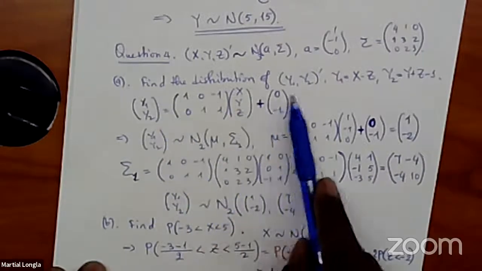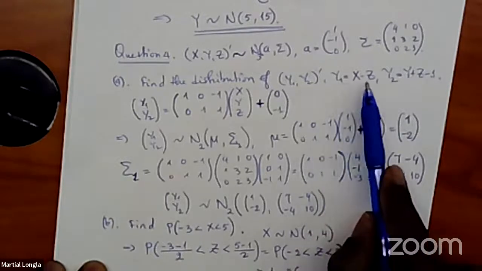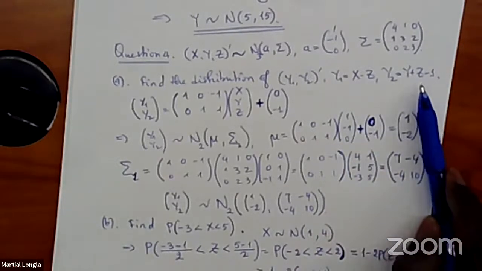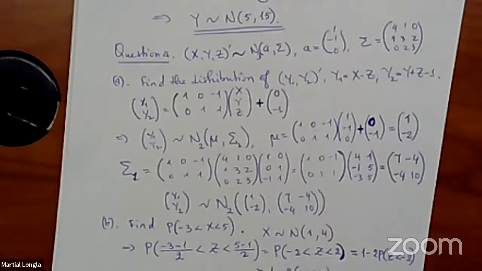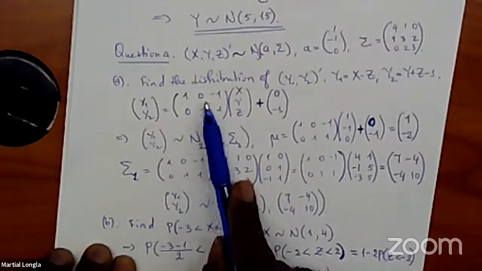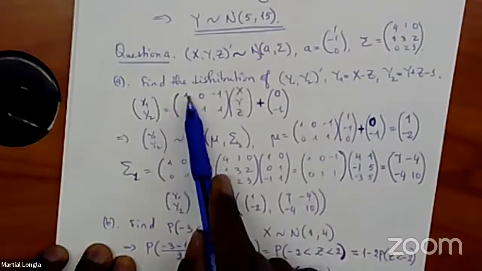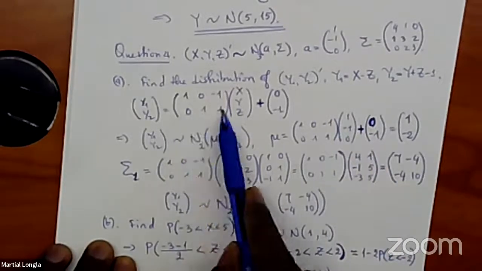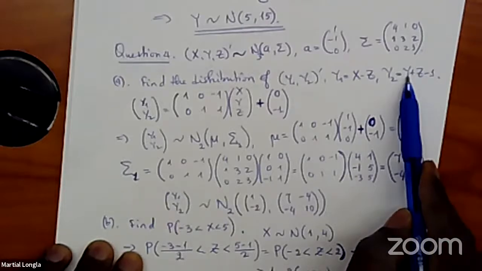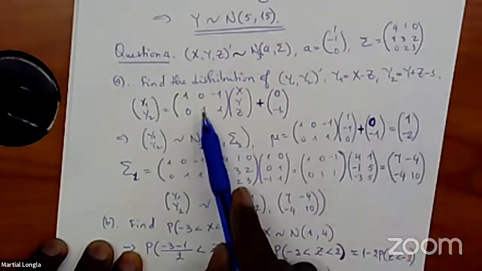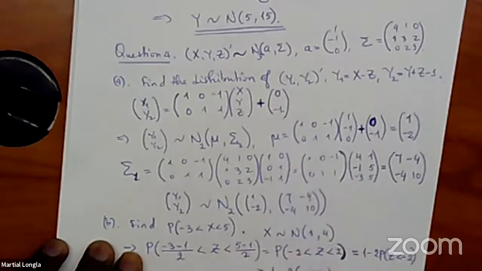Question, find the distribution of Y1, Y2, where Y1 is X minus Z, Y2 is Y plus Z minus 1. So how do we do this? This is the kind of problem where you have vector Y equals AX plus b. So you need to find A, find b, and do the work. In this problem, therefore, A would be what you multiply by this to get what is X minus Z. So that's 1, 0, minus 1. And the second line would be to give you Y plus Z minus 1. So that is 0, 1, 1, and then minus 1 for b.